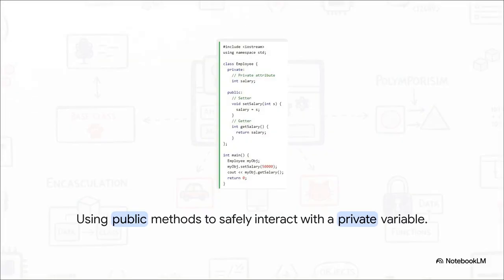Just looking at this code snippet, notice how the salary integer inside our employee class is explicitly marked private. This means the main function at the very bottom cannot simply say myObject.salary equals 50,000. That is strictly illegal in OOP. Instead, it forces the main function to rely entirely on the public setSalary method to pass the value in and the getSalary method to safely read it back out.